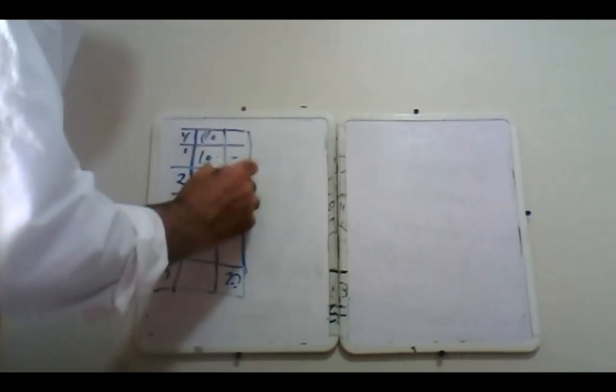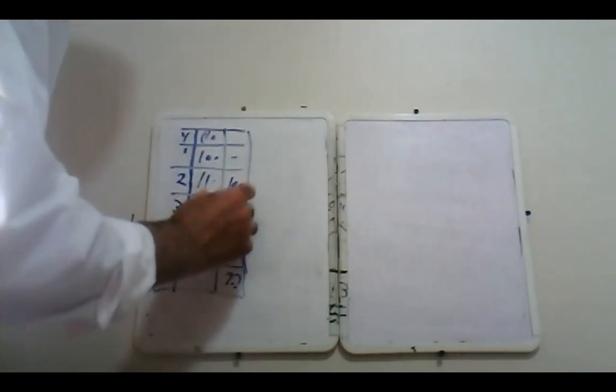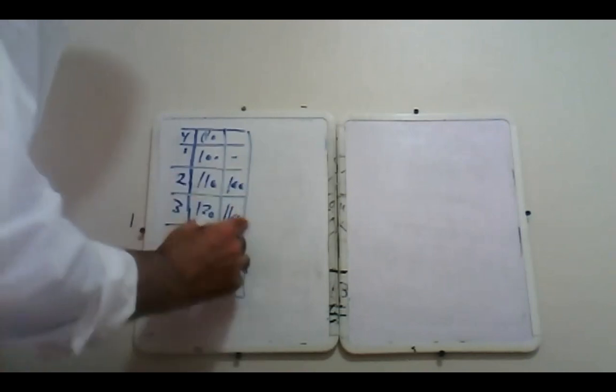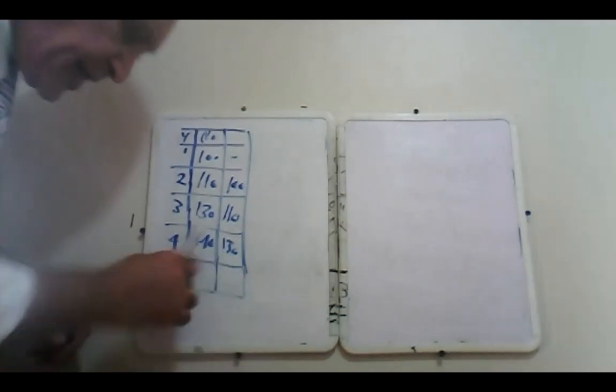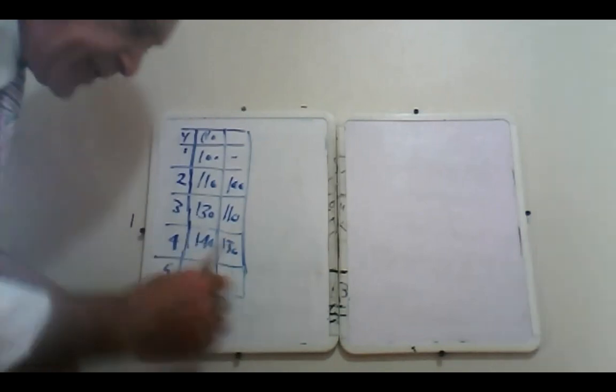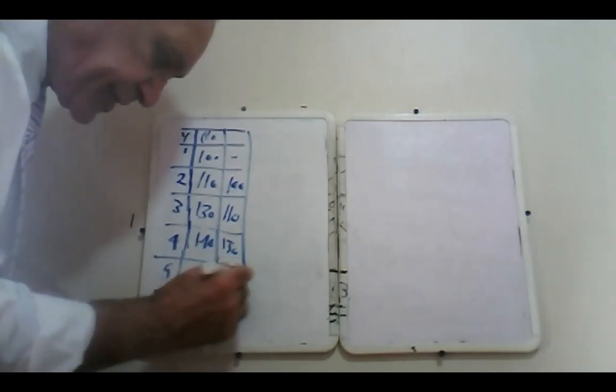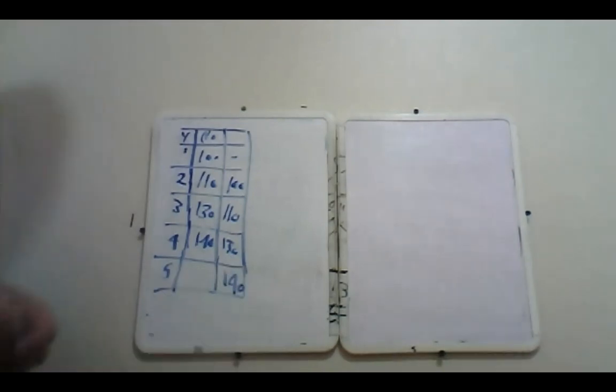Okay, I don't have the previous one, but this will be 100. This will be 110. We will move like this. This will be 130. Then the required year, which is year number 5, I put question tags here. I will take the 140 of year number 4, and that's it. And that is the first example.